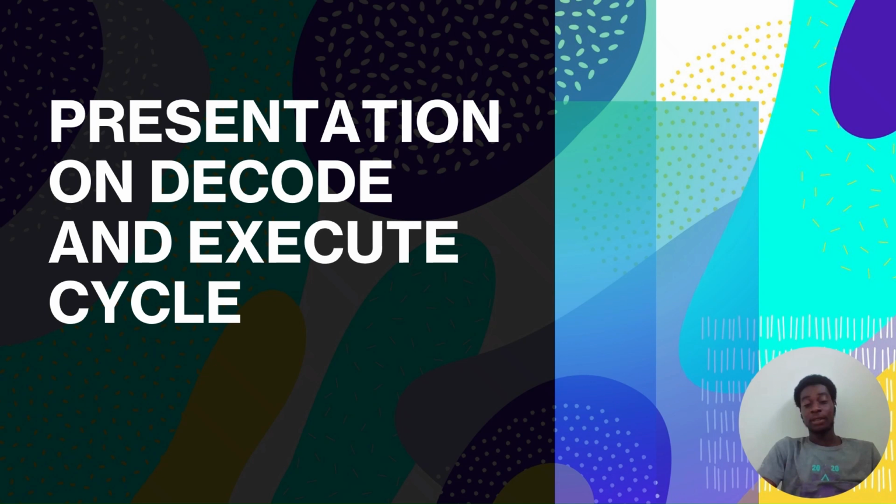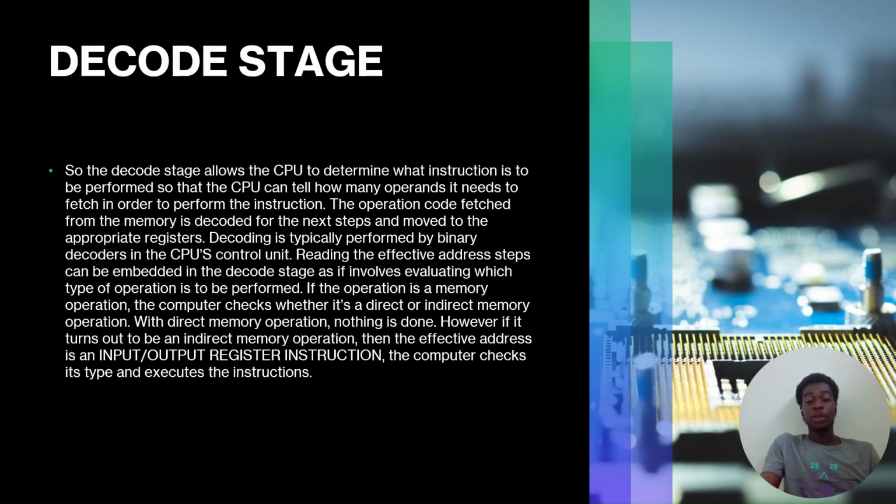I'm here to talk about the decode and execute cycle. Okay, so the decode stage allows the CPU to determine what instruction is to be performed, so that the CPU can tell how many operands it needs to fetch in order to perform the instruction. The operation code fetched from the memory is decoded for the next steps and moved to the appropriate registers. Decoding is typically performed by binary decoders in the CPU's control unit.